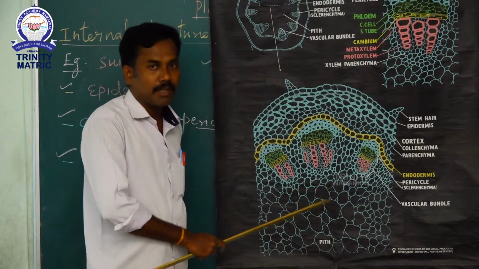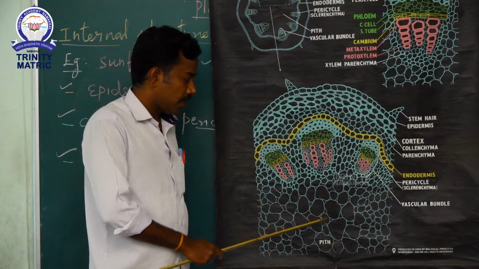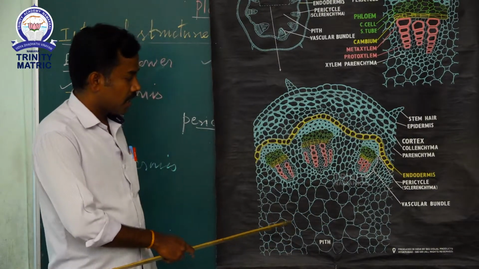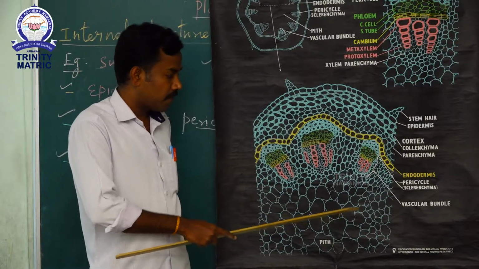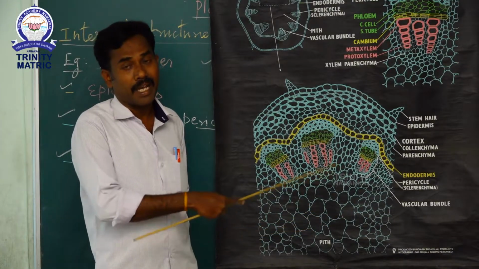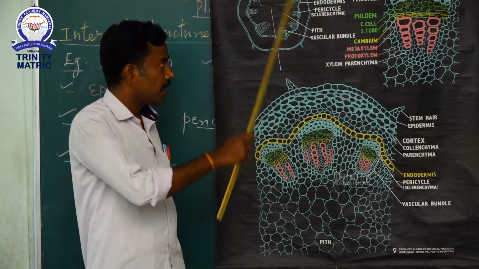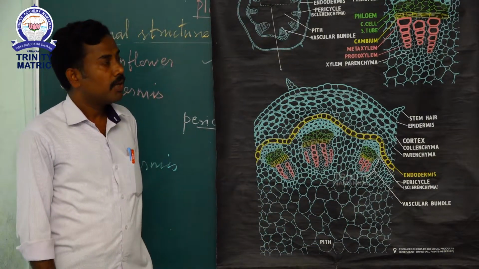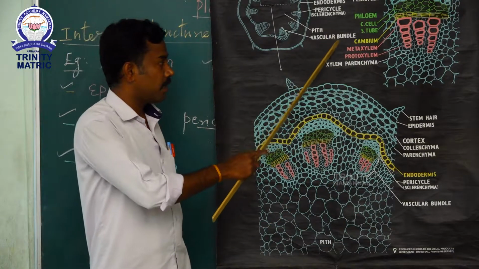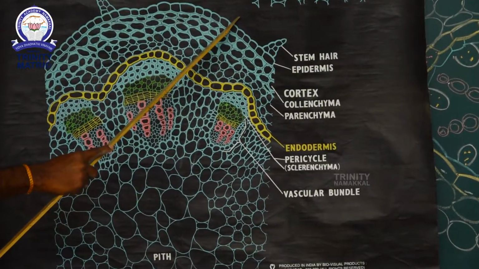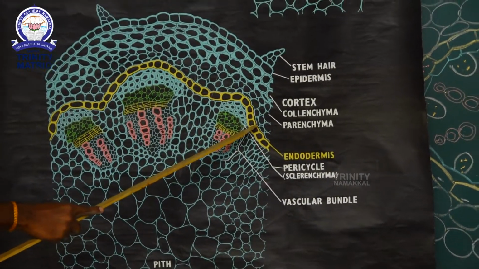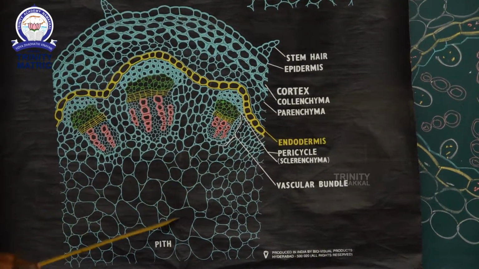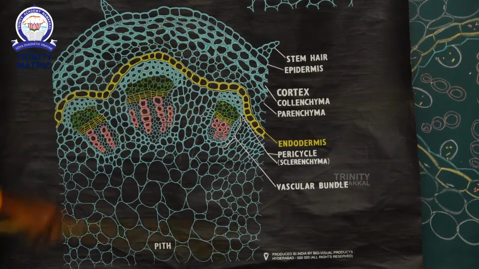So what is the role of the pith? The pith is made up of parenchymatous cells and stores water and food material, and also exchanges gases. This is the internal structure of the dicot stem, for example Helianthus. Generally the layers are: first the epidermis, then the cortex, then the endodermis, then the vascular bundle, and the pith. These are all the major features.